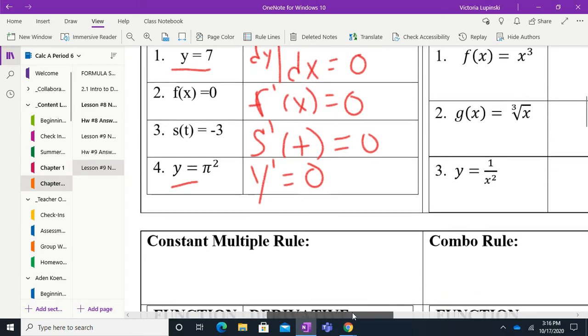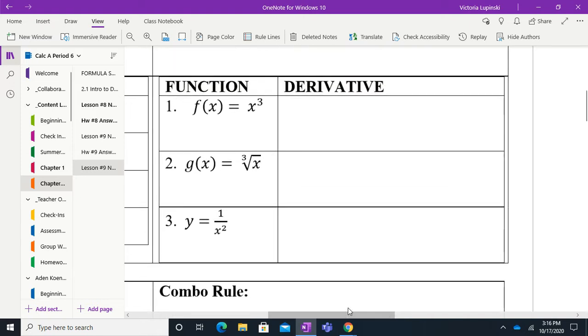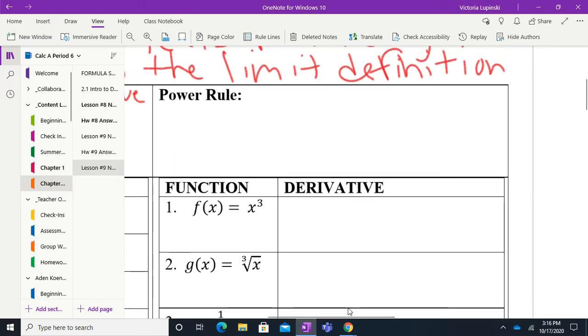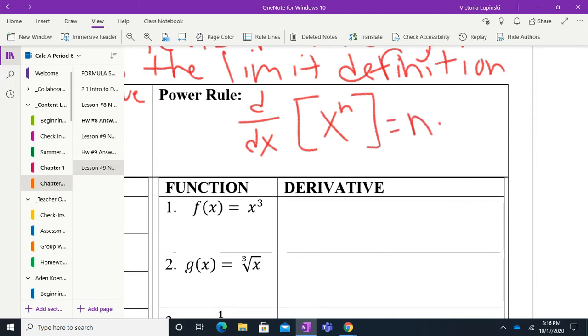So now let's go ahead and talk about some slightly more difficult problems. And in order to do this, we're going to need something called the power rule. So here is the power rule. If you are taking the derivative in terms of x, which again is d over dx, of x to the n, which basically means any variable raised to any power, you're going to go ahead and bring the exponent down to the front.